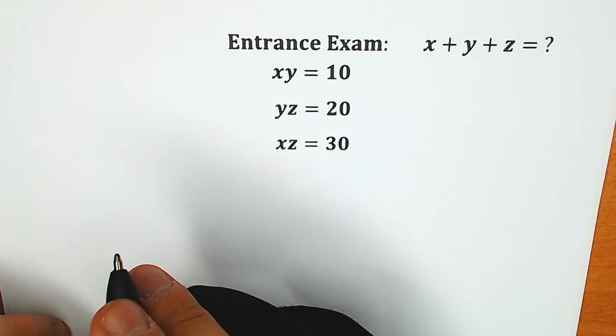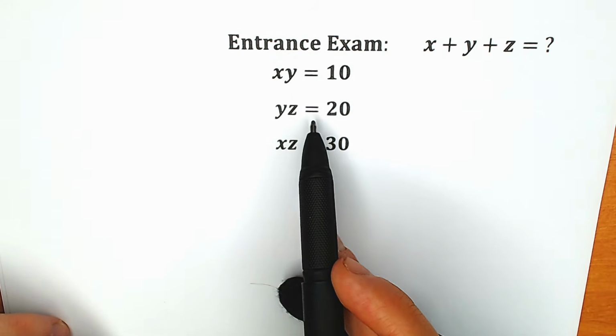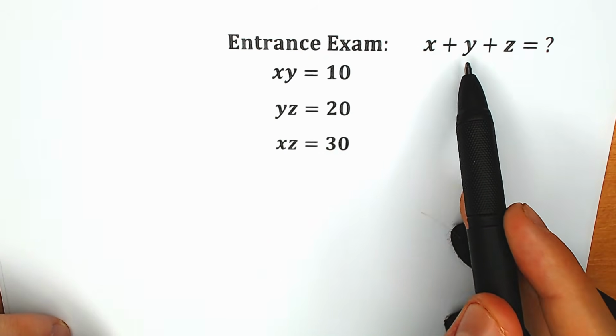Today we have a very interesting question from an entrance examination. We know that xy equals 10, yz equals 20, and x times z equals 30. We need to find the sum x plus y plus z.